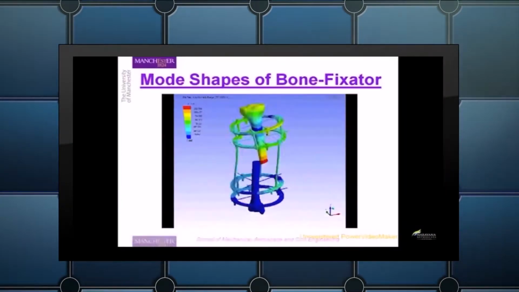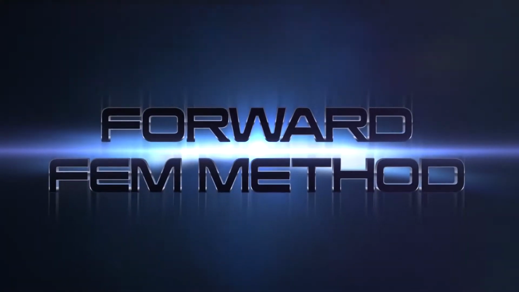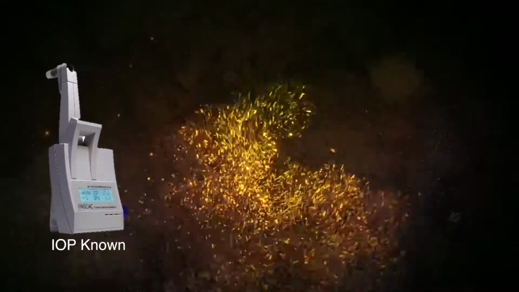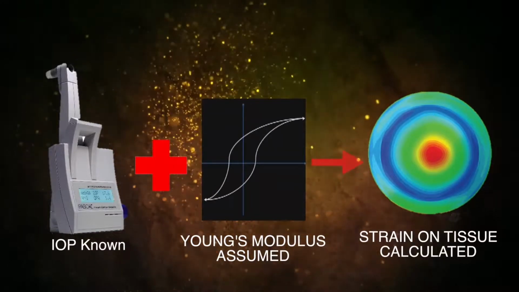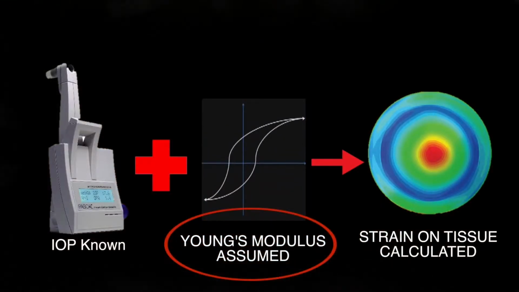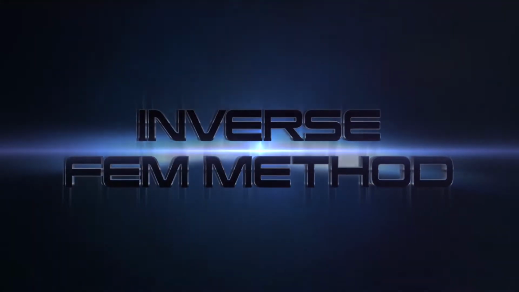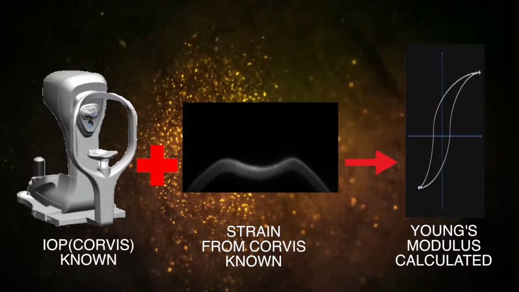Different types of finite element modeling that we are aware of include the forward FEM. In this method, by assuming the Young's modulus, the strain on the corneal tissue can be calculated. In inverse finite element modeling, the Young's modulus is calculated by taking the intraocular pressure and strain data from the Corvis.